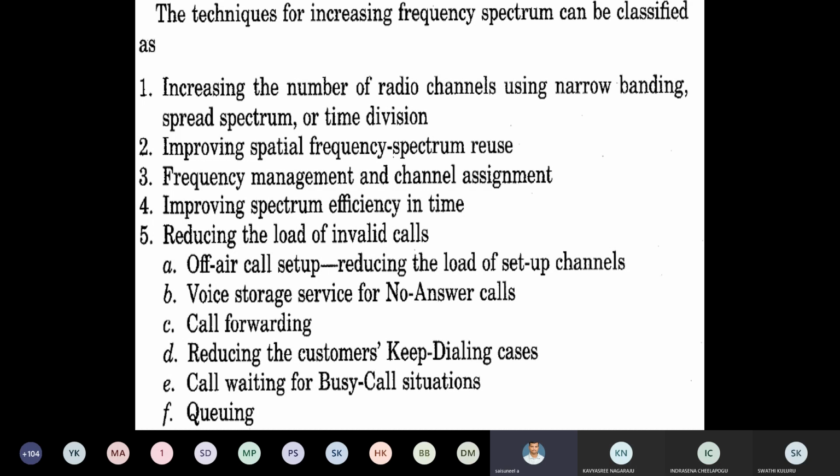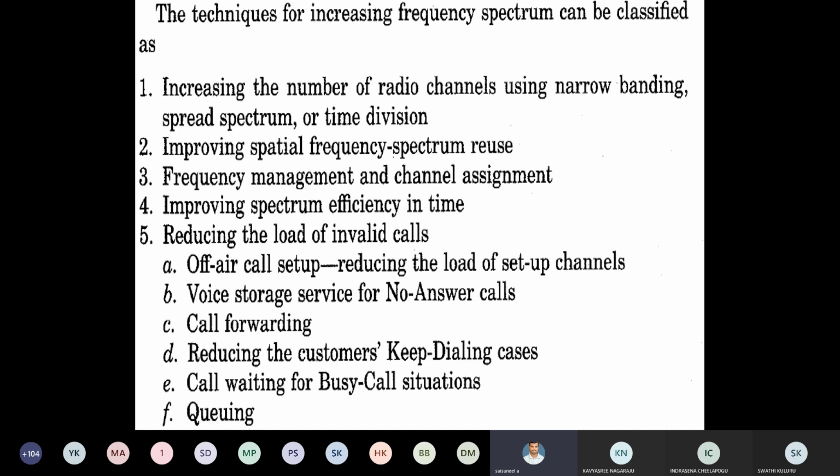Next one is improving spectrum efficiency in time. That is, if the number of channels available is more but the number of customers is less, how can we utilize them? Sometimes we waste our channels, especially in rural areas. That is how to improve spectrum efficiency in time. Next, the last one is reducing the load of invalid calls. What is meant by reducing the load of invalid calls?